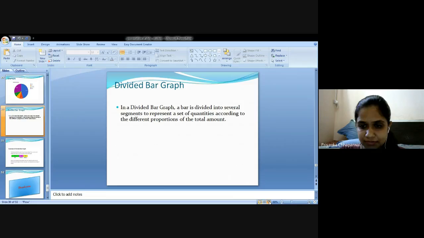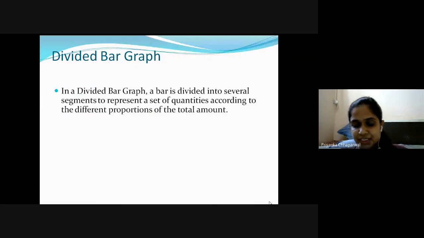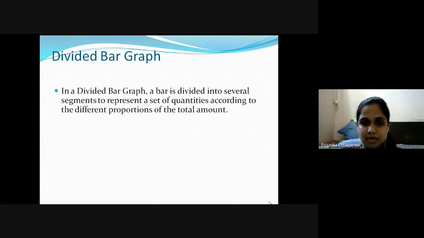So in the last class we understood what a pie chart is, what a bar diagram is, and what a line chart, line graph is. So in this class we will understand what a divided bar graph is.